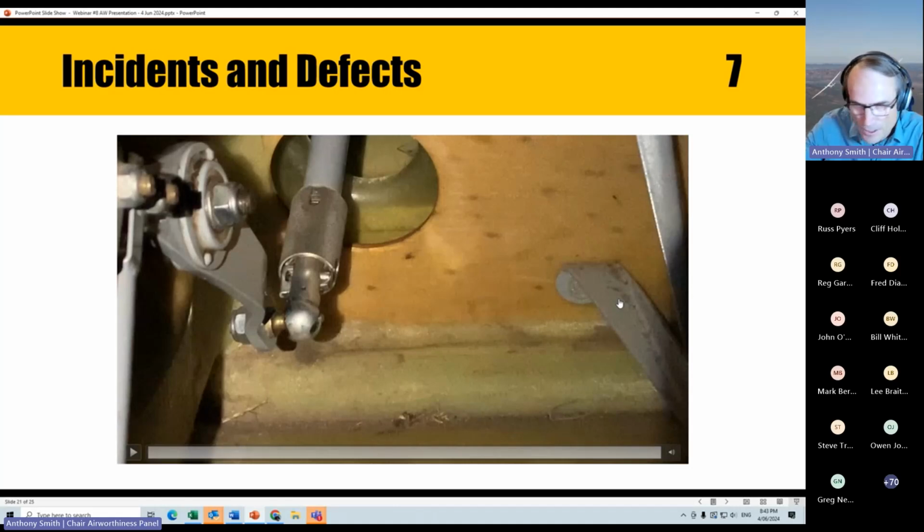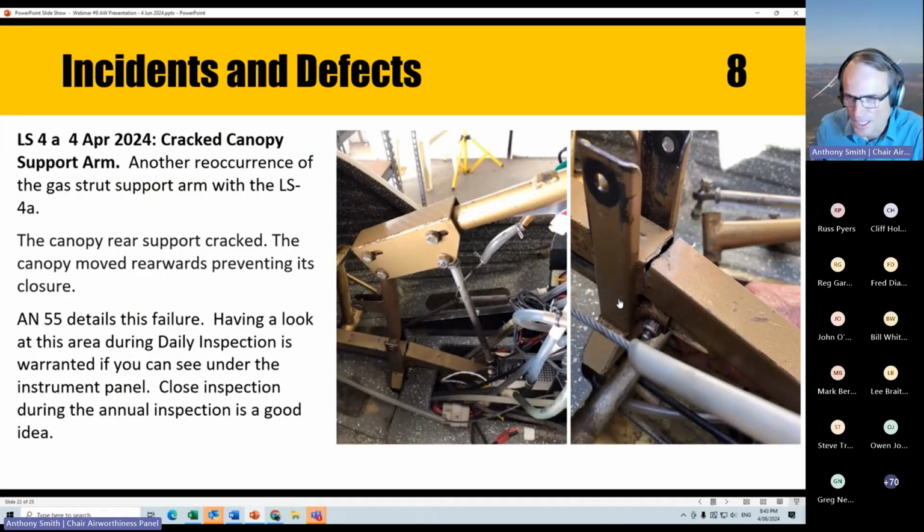All right, I'll go this way. I did not mean to play that a second time. I was trying to get it going to the next slide.